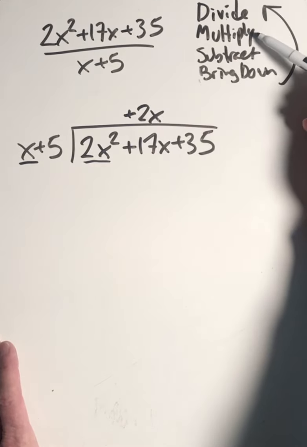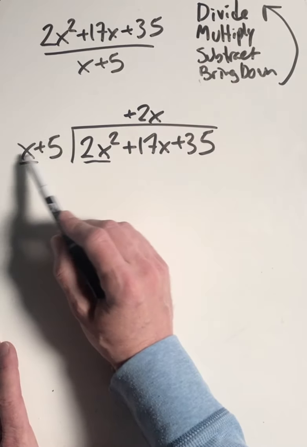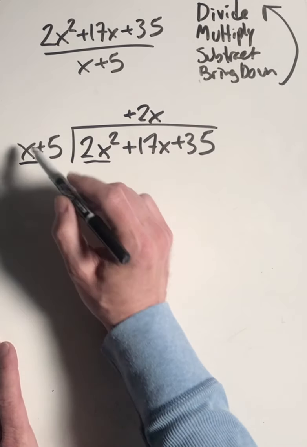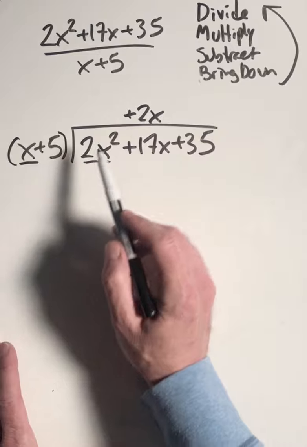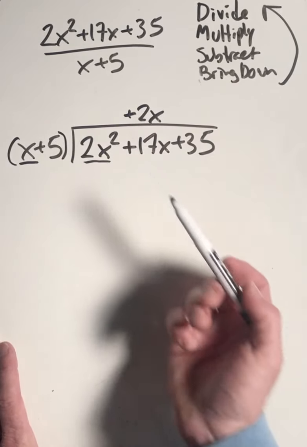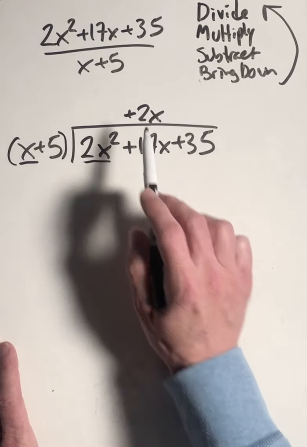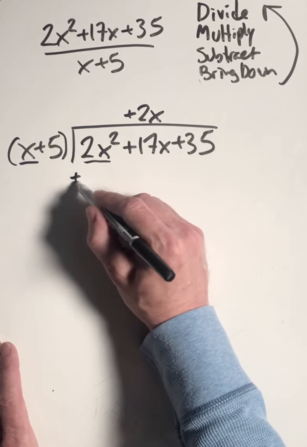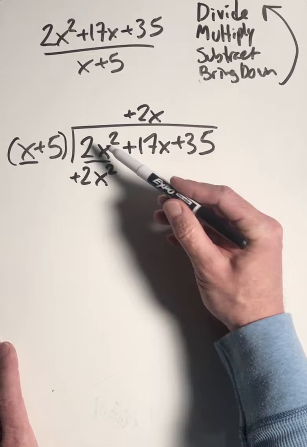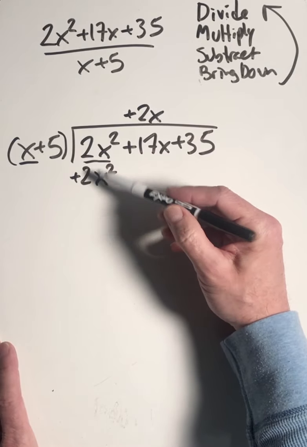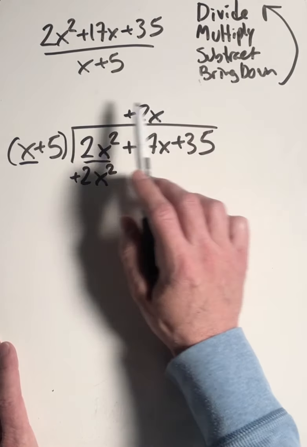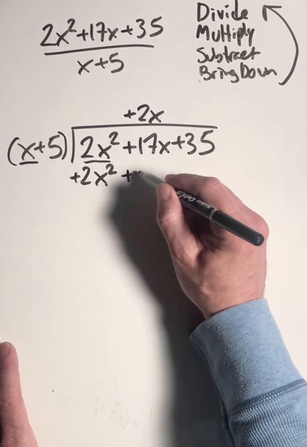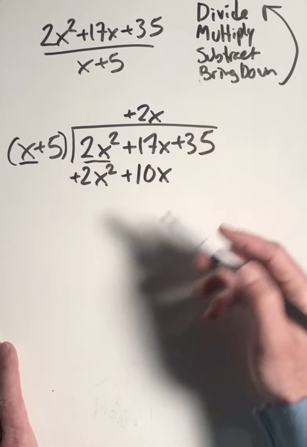Next, we will multiply positive 2x and distribute it over both terms here. Some students like to put this in parentheses to remind them that you have to distribute over both, and I kind of like that. So positive 2x times x would be positive 2x squared. These must be identical, and I know I'm right because they are. And now positive 2x times positive 5 is positive 10x.